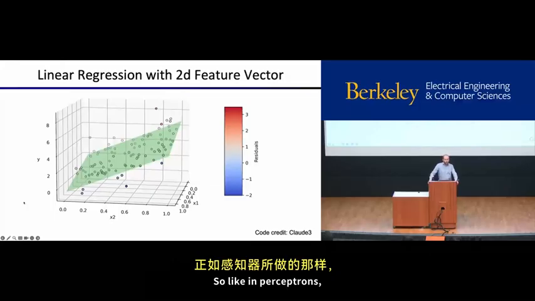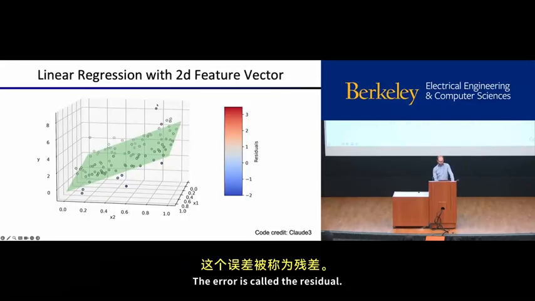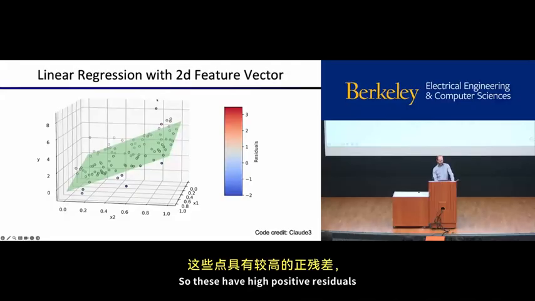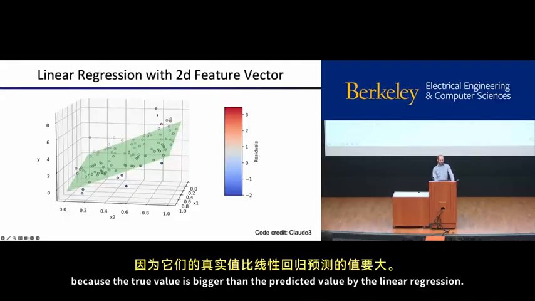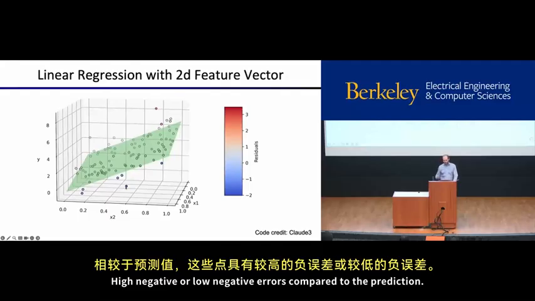So like in perceptrons, we're taking in data and we're using that to make predictions about new data points. The error is called the residual, so these have high positive residuals because the true value is bigger than the predicted value by the linear regression. These have high negative, or low negative, errors compared to the prediction.